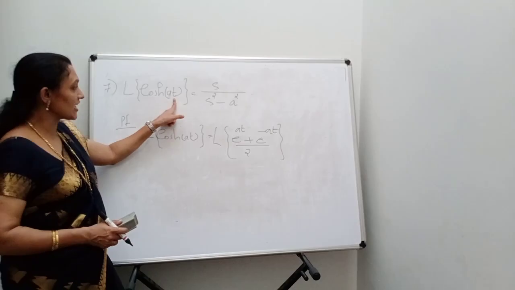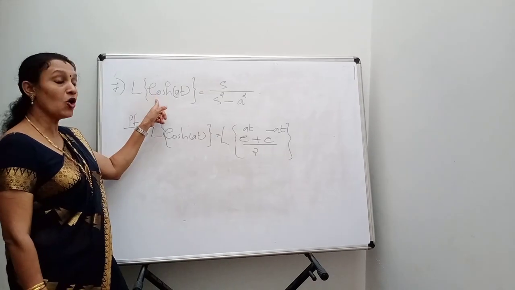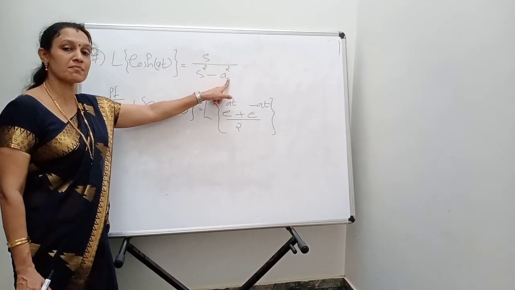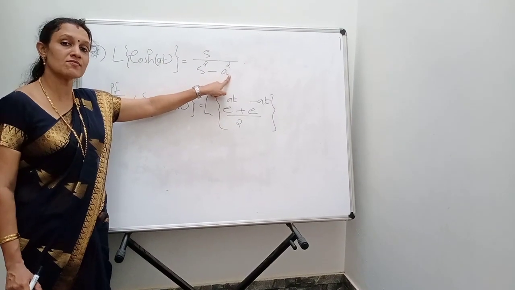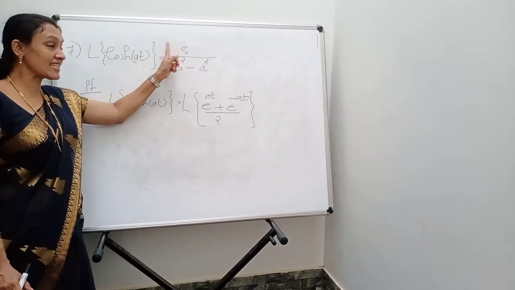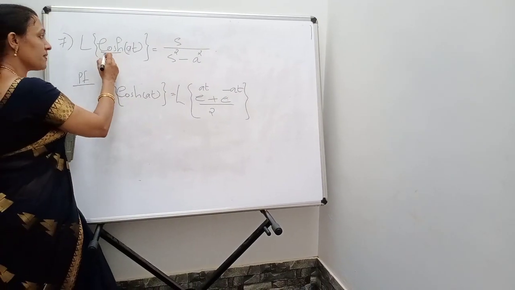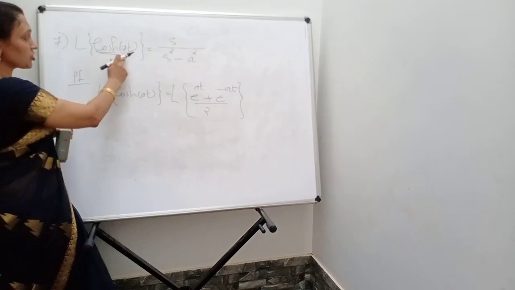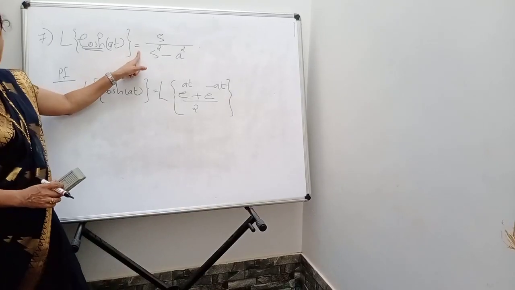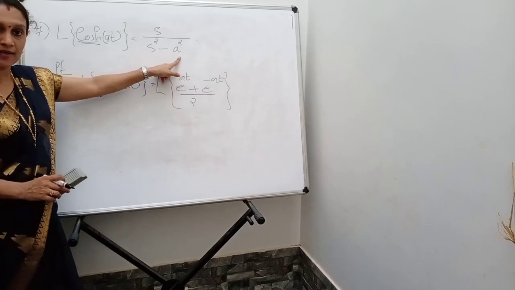L of cos h at. See the last result, that is 7. L of cos h at is equal to s divided by s square minus a square. We know in the trigonometric cos function, L of cos at is s divided by s square plus a square. See, this is the hyperbolic cos function, cos h at, and its Laplace transform is s divided by s square minus a square.